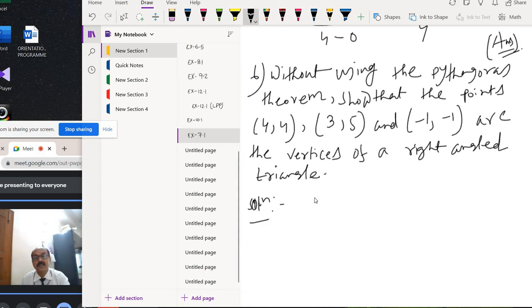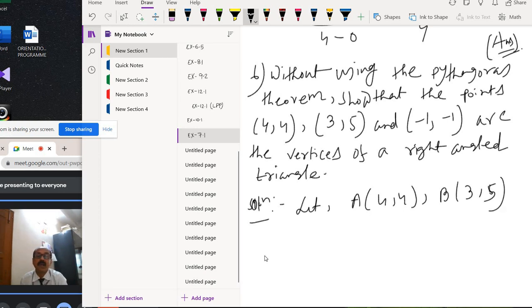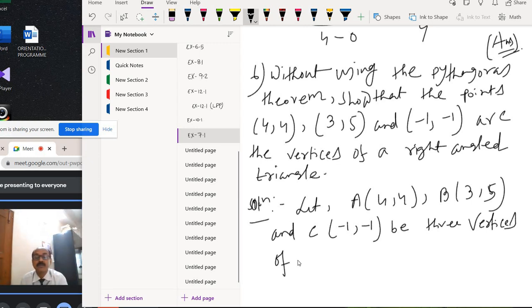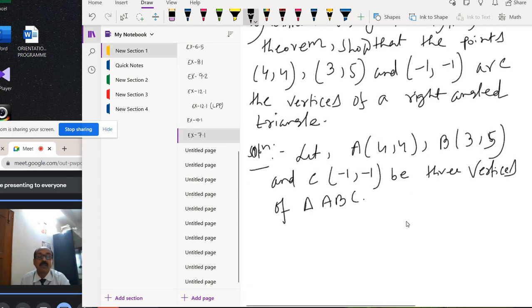Okay, so let us take these 3 points A, B, C. Let A be (4, 4), B be (3, 5) and C be (-1, -1). These are the 3 vertices of triangle ABC.